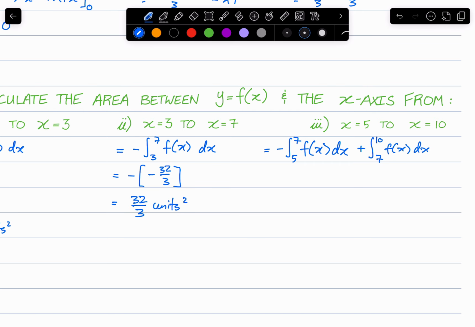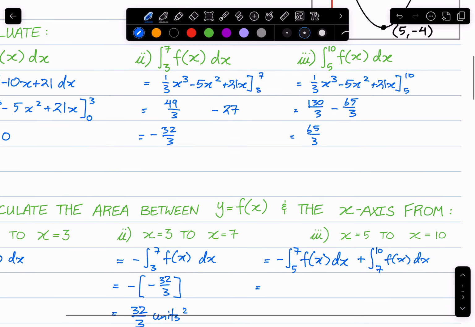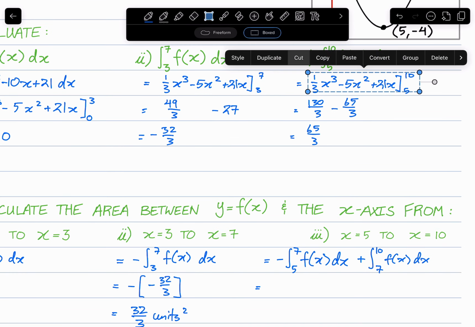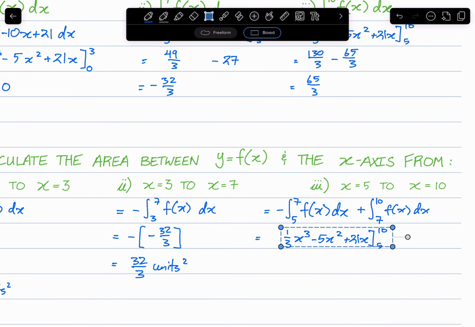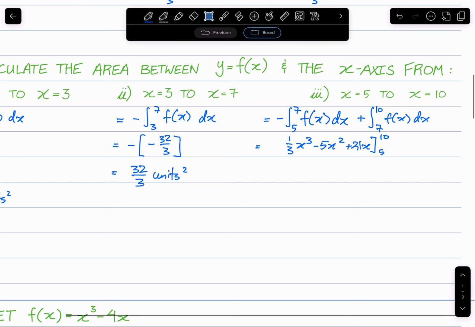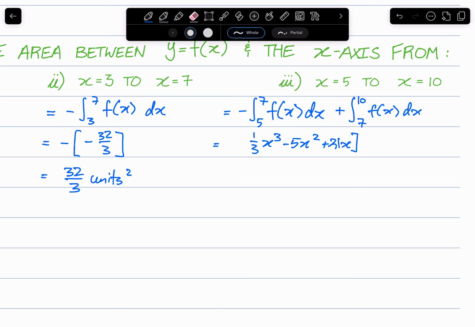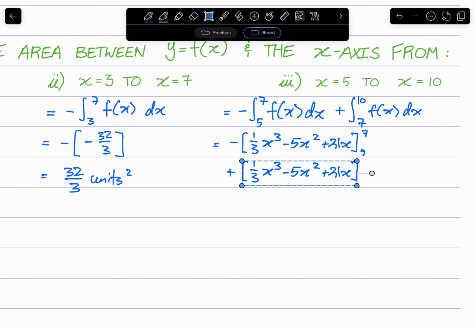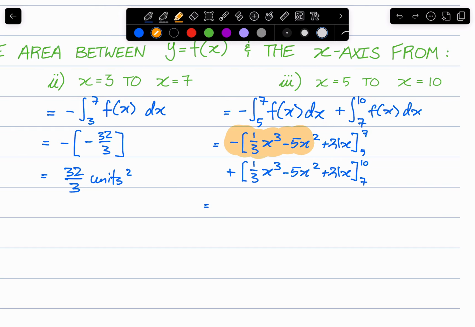We already know the integral of this. We have the integral here, so I'm just going to copy paste this. So here's the first part, and this is going to be from 5 till 7, and this needs to be made negative. And to this, we're going to add the same thing from 7 till 10. So let's break this up now. Let's do this one in orange.